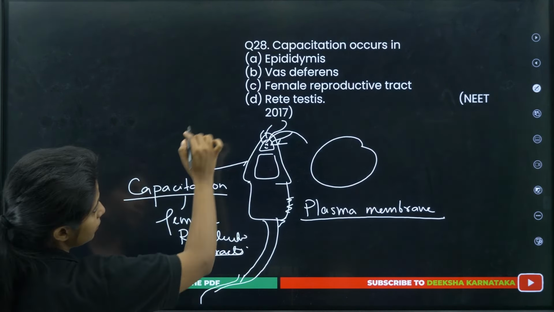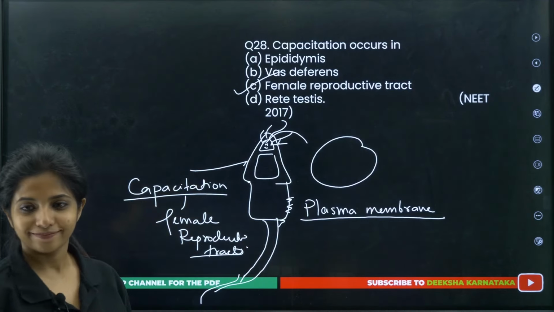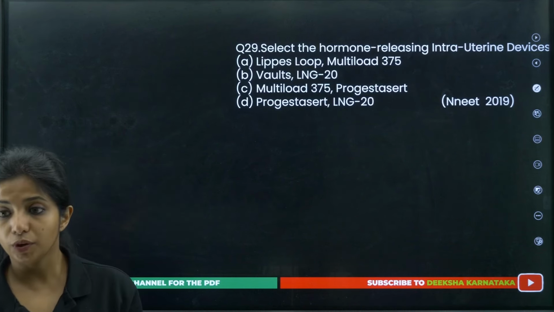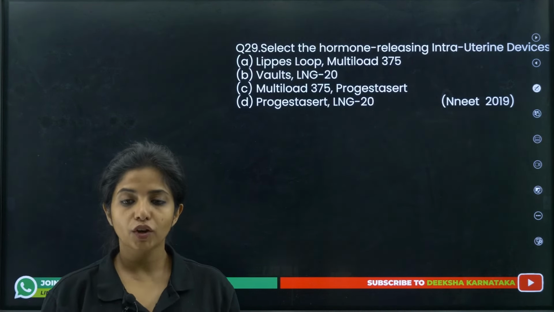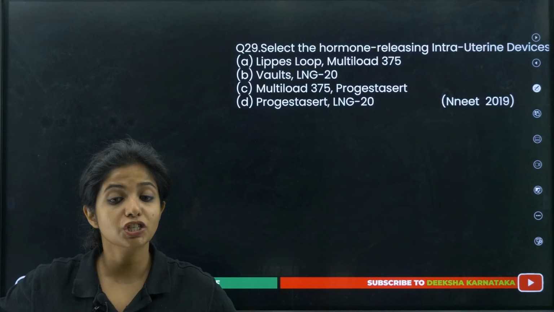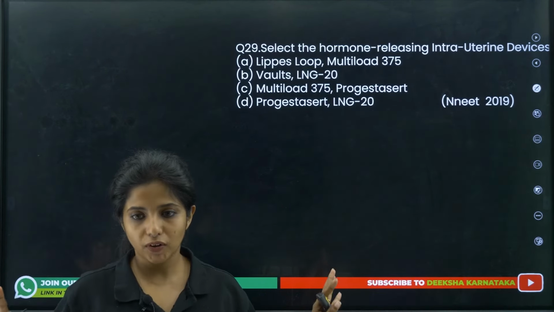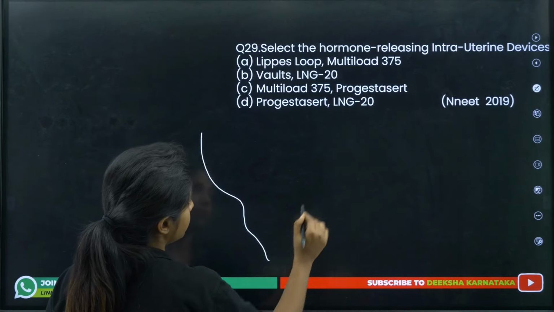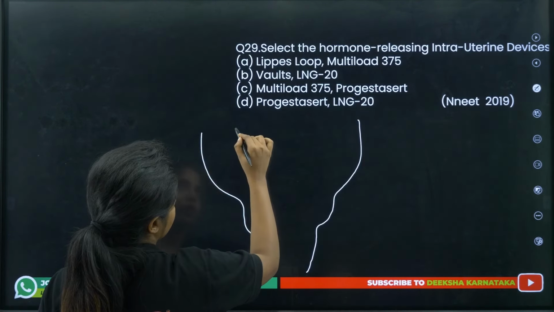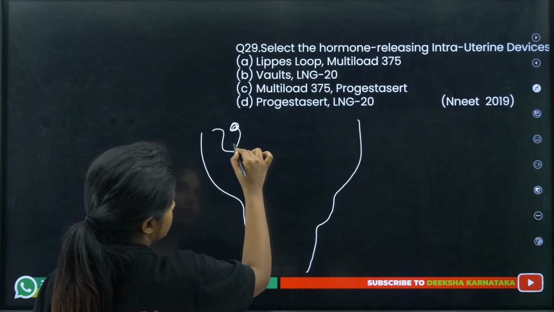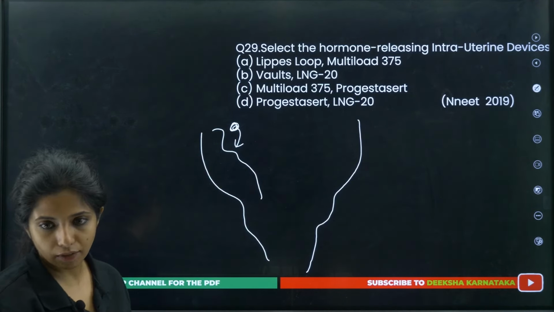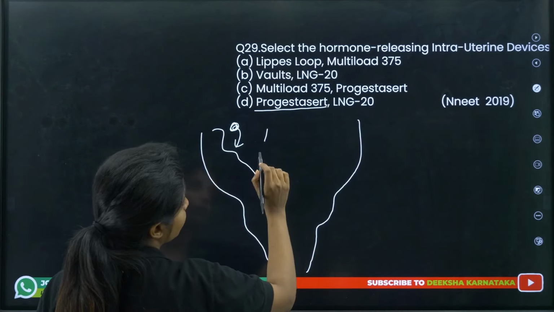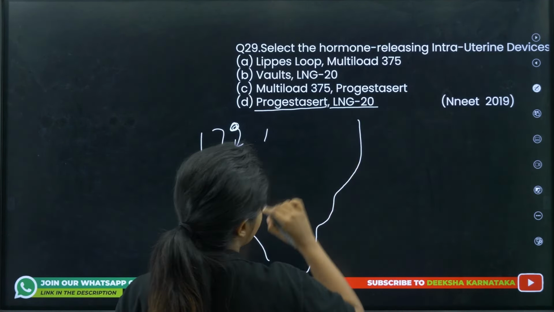Okay, so the answer is this. Next question. Select the hormone releasing intrauterine devices. What do you mean by hormone releasing intrauterine devices? They bring out changes in the uterus such that implantation does not take place. Even if fertilization has taken place, implantation does not take place. So the uterus becomes hostile. It won't allow the blastocyst to come over here and sit over here and develop itself. There are two types of hormones over here. It is given progestasert, that is one hormone releasing intrauterine device, then is LNG20.